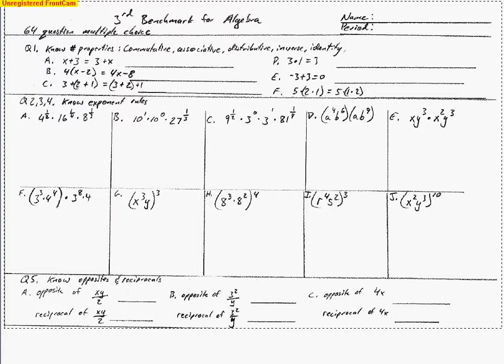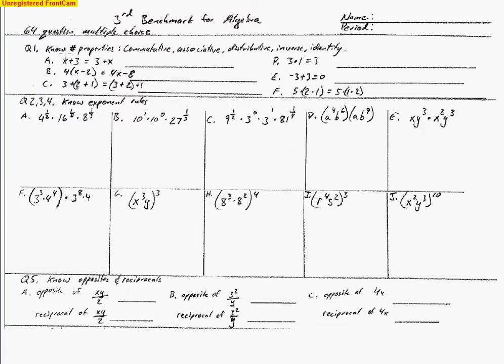So we'll start off with this first one. The first question is going to ask us about knowing number properties, and I tell you which ones they are. They're commutative, associative, distributive, or inverse or identity properties. Looking at this one, this is a commutative property of addition, because notice that the 3 moved in front of the x over here. So we're moving the terms around. That's the commutative property.